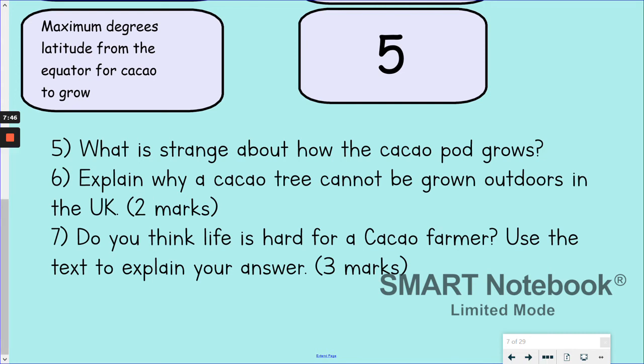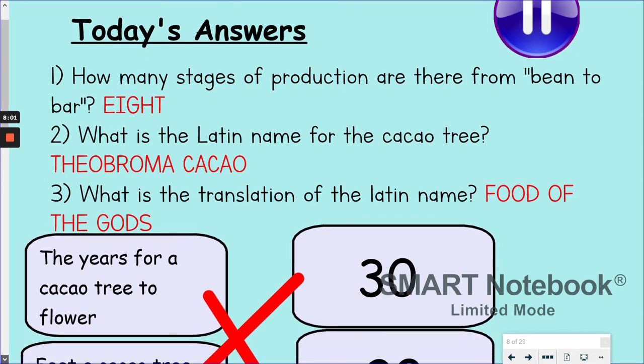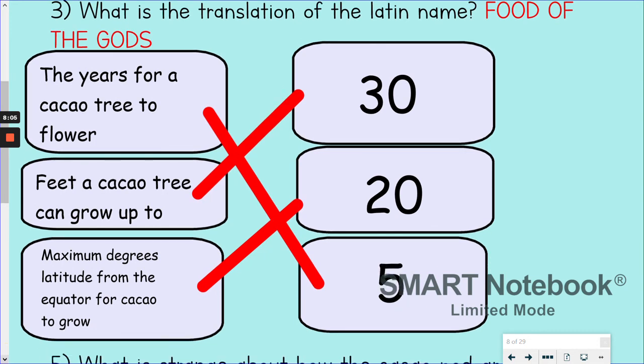Right, so I'm now moving on to the answers. Here we go. There were 8 stages of production from bean to bar. The Latin name for the cacao tree was Theobroma cacao. The translation of the Latin name was food of the gods. It takes 5 years for a cacao tree to flower. It's 20 degrees latitude from the equator. And a cacao tree can grow up to 30 feet.